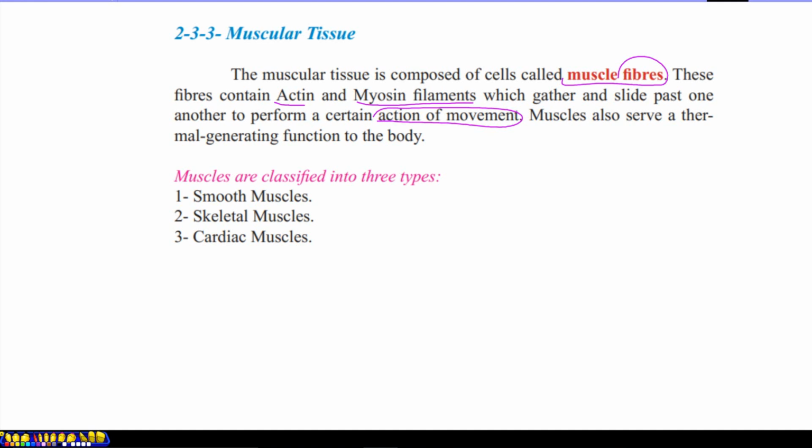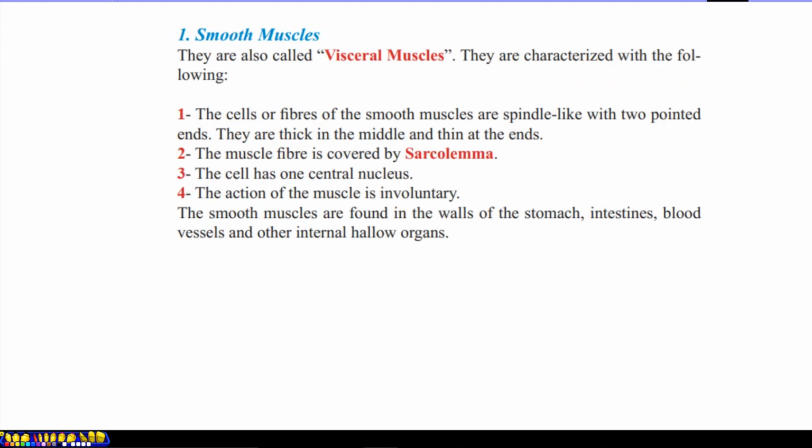Muscles also serve a heat-generating function. So there are two functions for muscle tissue. One, movement. Second is the thermal generating function. Muscles are classified into three types according to their structural location in the body: smooth muscles, skeletal muscles, and cardiac muscles.